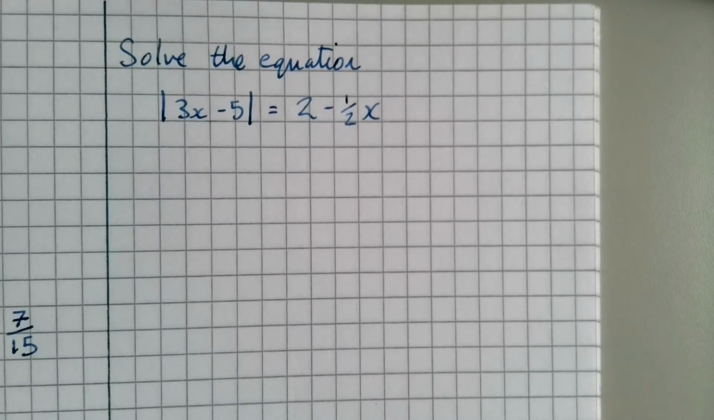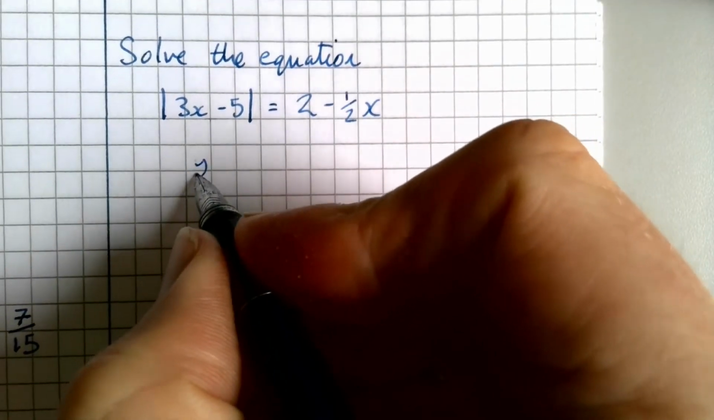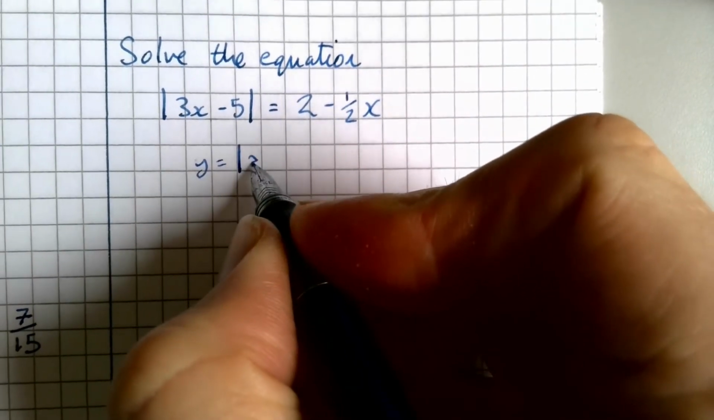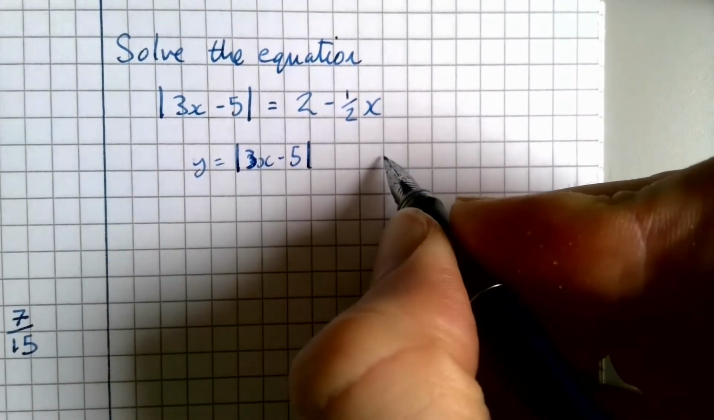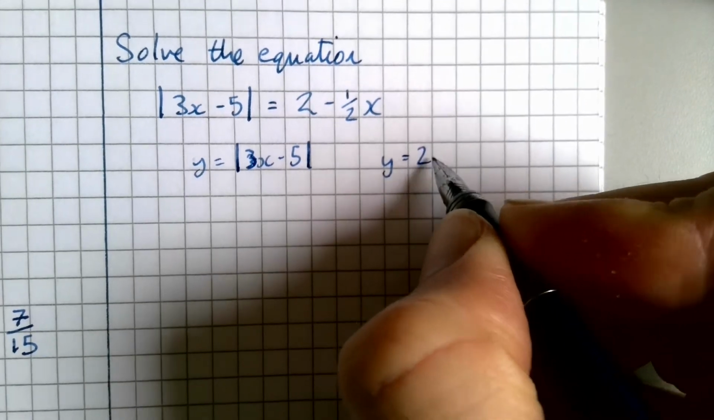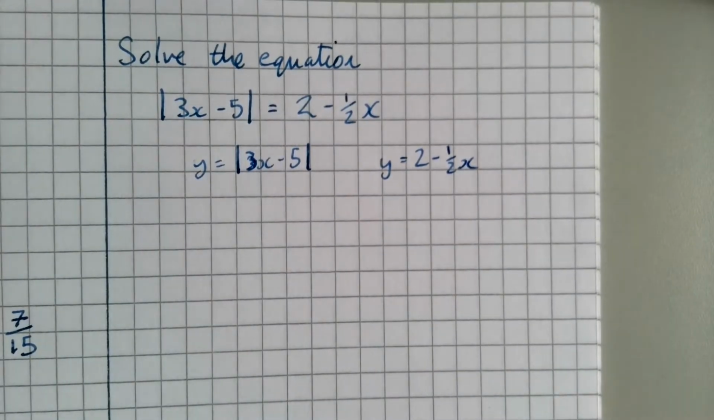Have a look at this one. We've just got 2 examples to go now. Have a go at that. What you want to do first of all is sketch y equals 3x take 5 and y equals 2 minus a half x, and then it'll be a simultaneous equations idea.